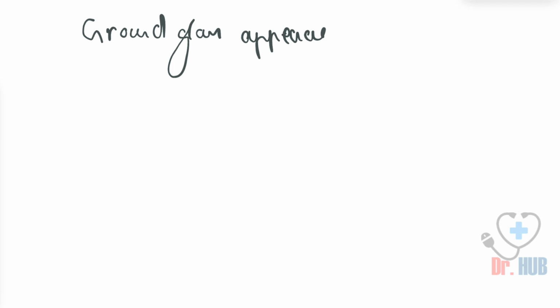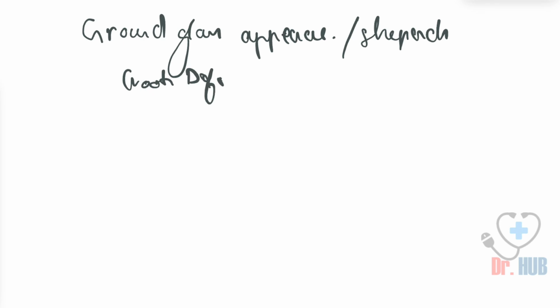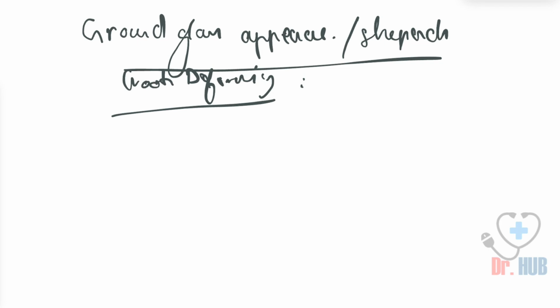And then we move on to looking at the ground glass appearance. Everything is very important. The ground glass appearance is also known as shepherd's crook deformity. So this basically means that there is fibrous dysplasia, indicating fibrous dysplasia.